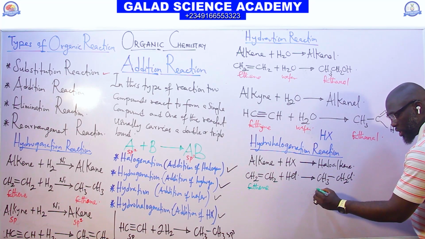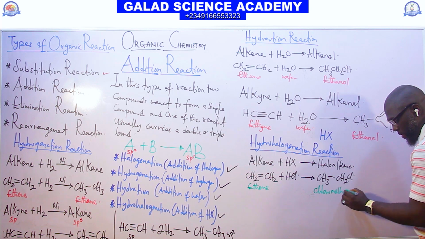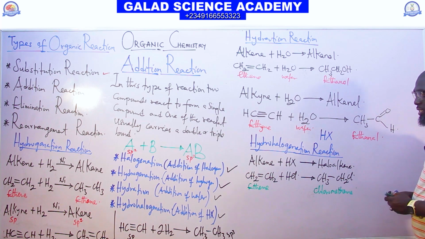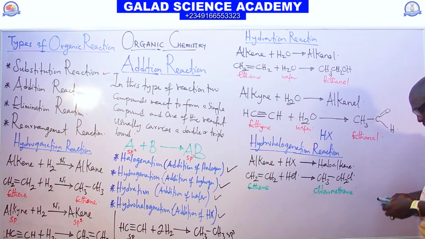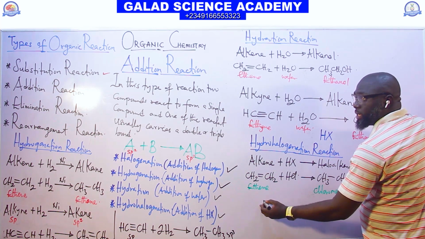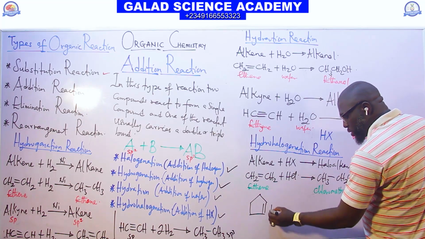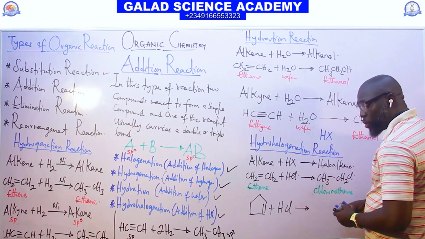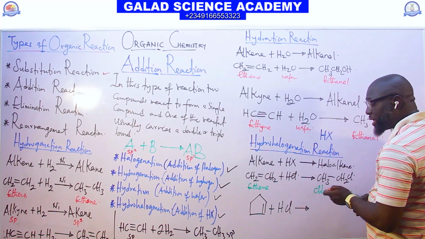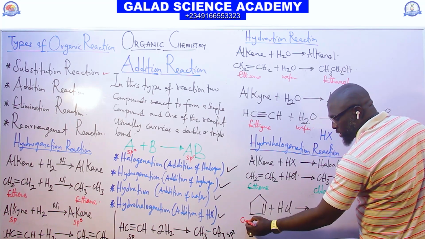Here we have chloroethane. But in case we are given this kind of structure, a ring with a double bond, plus HCl. The name of this compound is cyclopentene. It has how many sides? 5: 1, 2, 3, 4, 5. We call it cyclopentene.